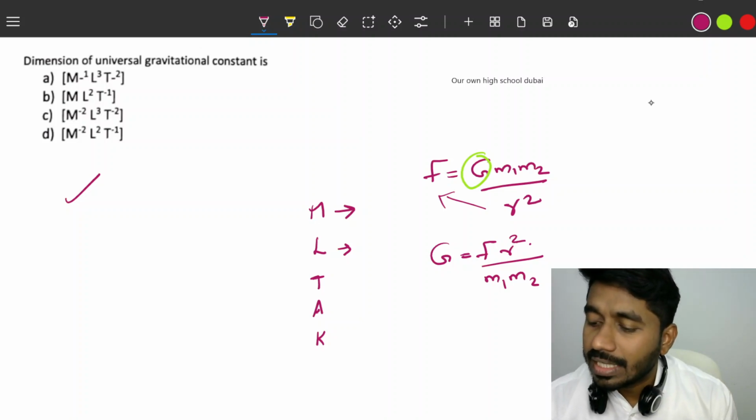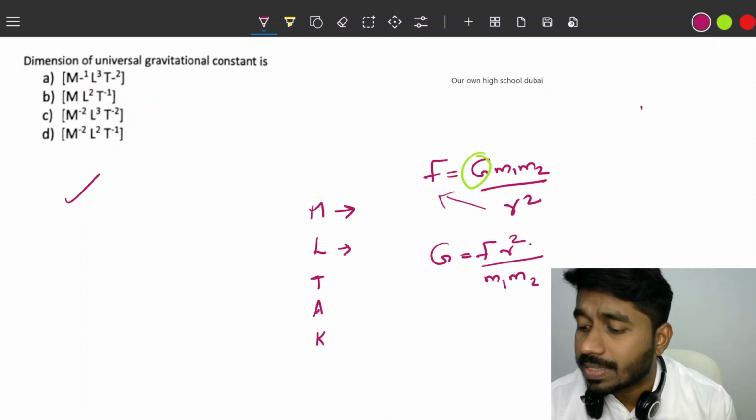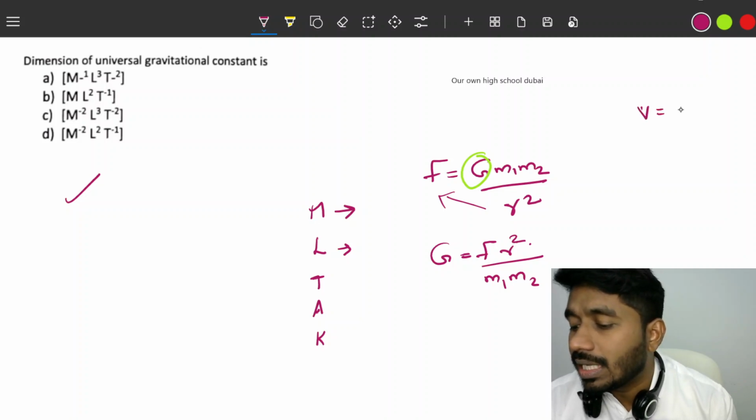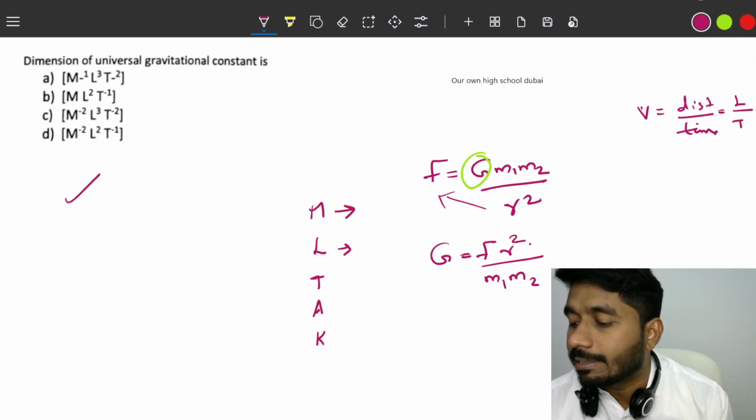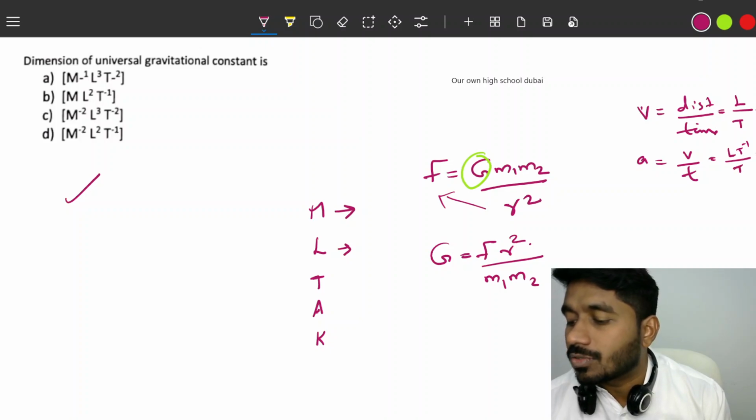Before that, just have a discussion about some basic quantities. See, velocity equals distance by time. Everyone knows this dimension: distance is L, by T. What is the answer? L T raised to minus 1. Acceleration is velocity by time. What is that? Again L T raised to minus 1 by T. What is the answer? L T raised to minus 2.